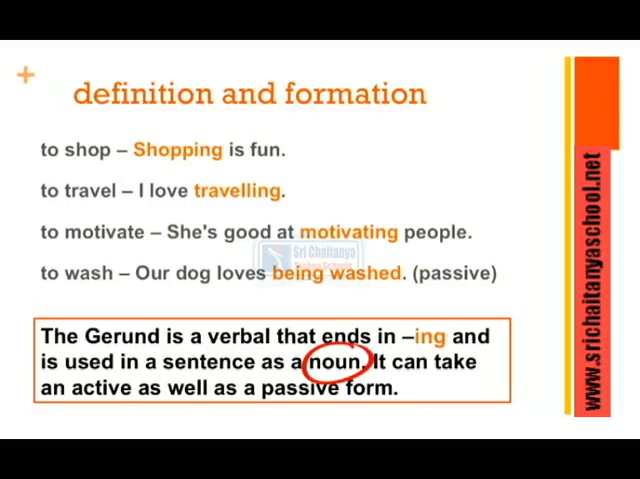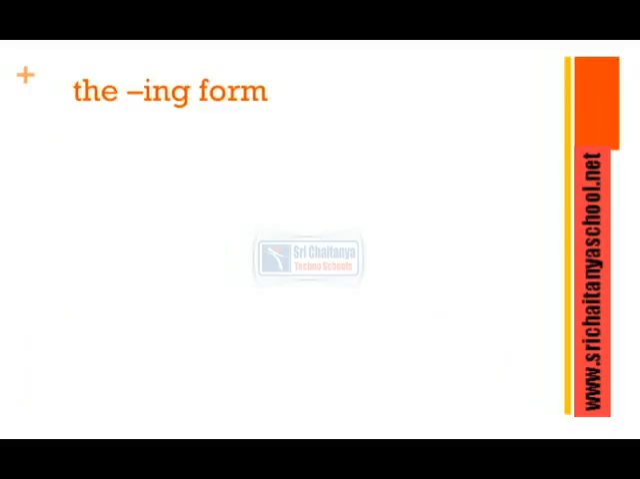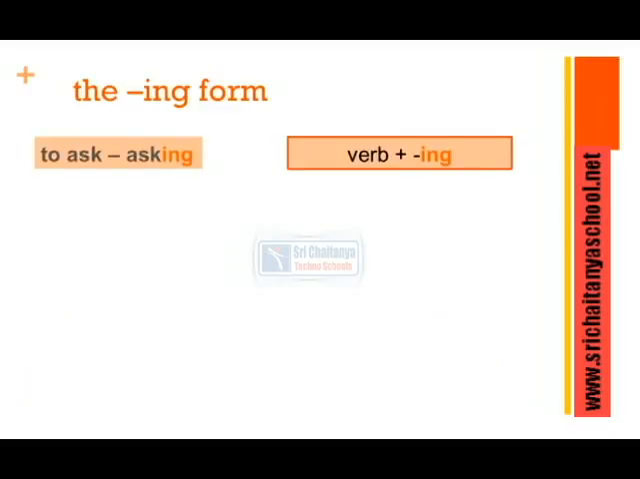Shopping is fun. I love traveling. She's good at motivating people. This is active. Our dog loves being washed is passive. So the gerund is a verbal that ends in ing, and building the ing form just isn't complicated. You take your verb and you throw an ing at the end.